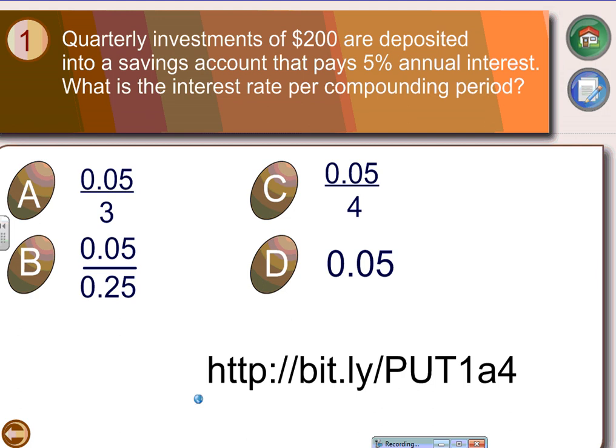All right, see if you can remember how to do this one here. What's the interest rate per compounding period if we've got $200, 5%, quarterly investments?